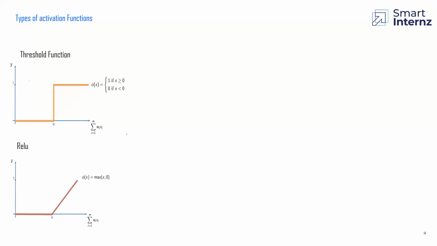Suppose I decide the threshold as 0.5. Whatever output we get, if the value is more than 0.5, it will always be treated as 1, and if it is below that, it will always be treated as 0. So in such problems, where we have to find the solution between 0 and 1, we will go with the threshold function.